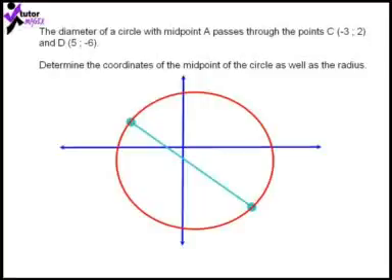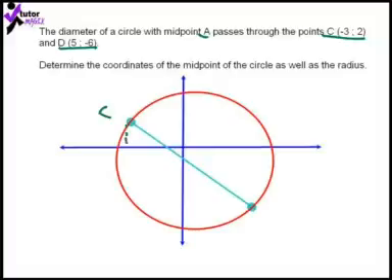The diameter of a circle with midpoint A passes through the points C (-3, 2) and D (5, -6). Determine the coordinates of the midpoint of the circle as well as the radius. So let's just first of all plot the 2 points on an axis diagram.